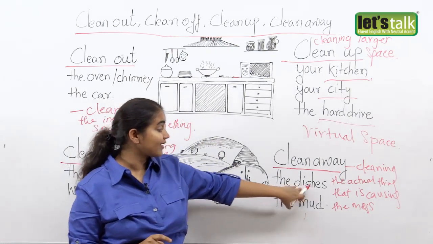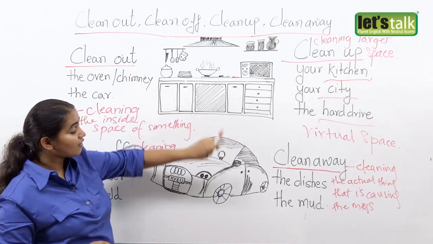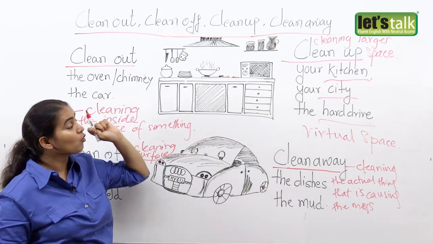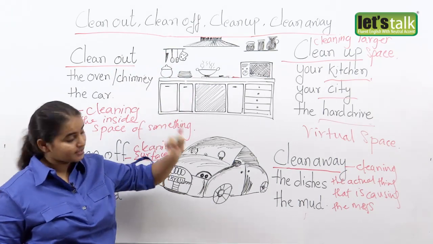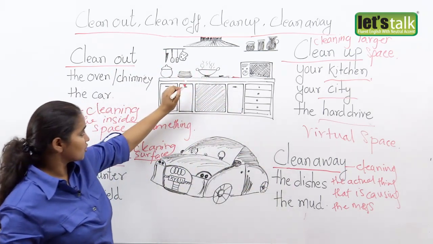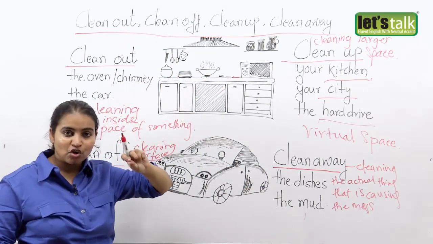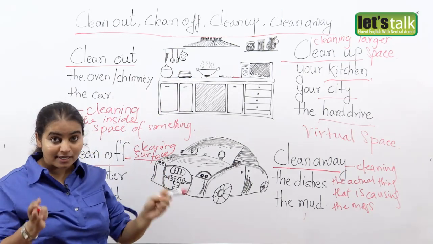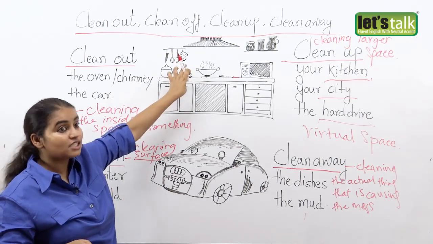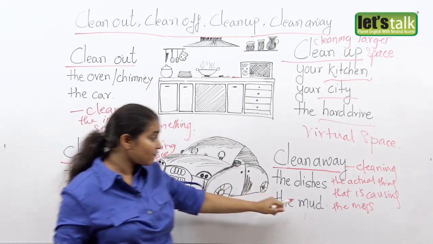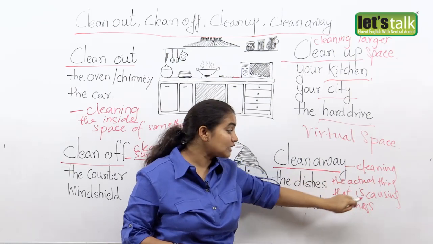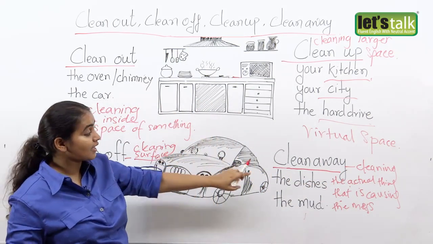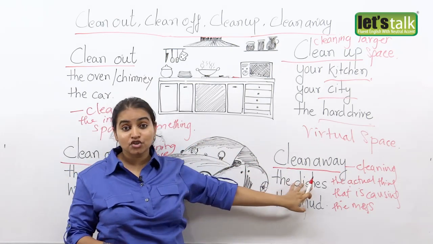Now let's go to my kitchen again. So I have clean away the dishes. Why do I say clean away and not any other phrase? Because on the dishes, there may be a bit of dirt on it. It is the dirt that is actually causing the mess, that is actually making the dishes look dirty. So we're talking about the actual thing that is causing the mess. And therefore, I say, clean away the dishes.